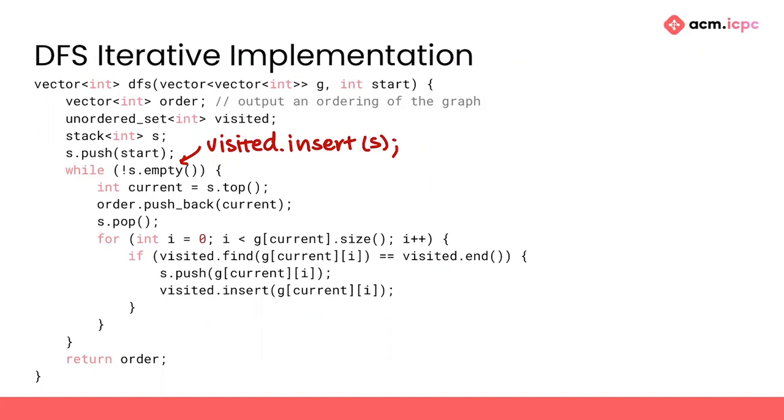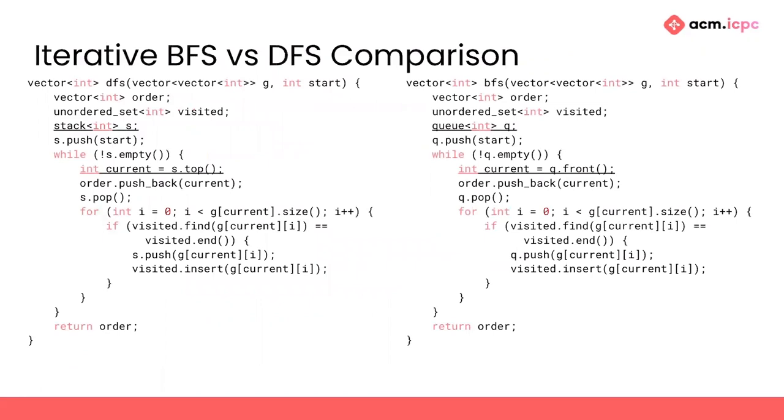Okay, so here's a slide comparing the BFS and DFS iterative implementations, and you'll see how similar it is. I've underlined the lines that are different. Instead of a stack for DFS, we have a queue for BFS, and the syntax is different for retrieving the first item in the stack or queue. For the stack, we have s.top, and for the queue, we have q.front. And the rest of the code is pretty much identical.